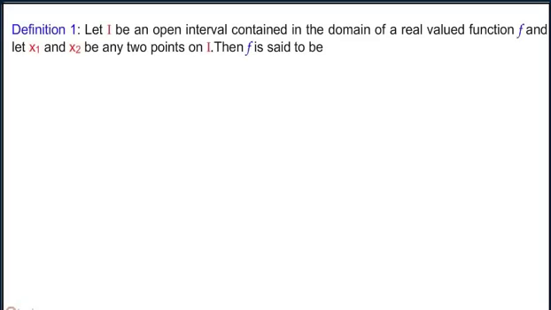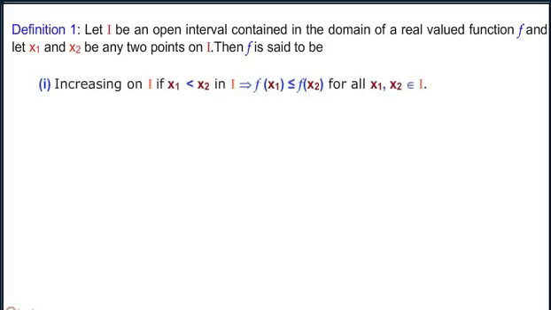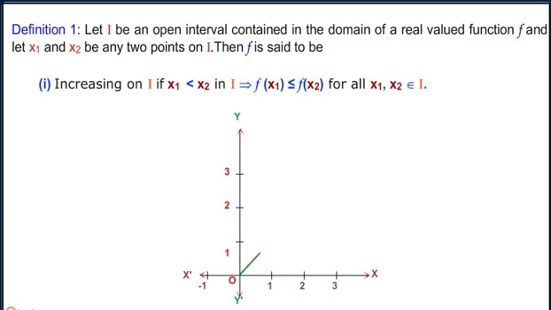Definition 1. Let I be an open interval containing the domain of a real valued function f, and let x1 and x2 be any 2 points on I. Then f is said to be increasing on I if for x1 less than x2 in I, f(x1) is less than or equal to f(x2) for all x1 and x2 belonging to I.